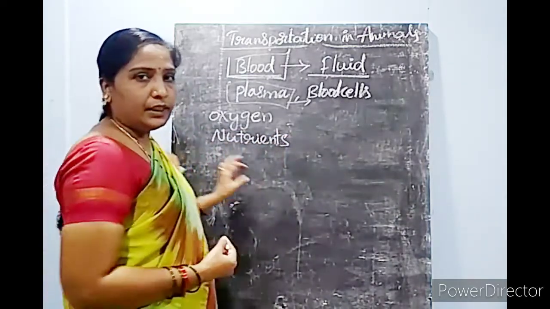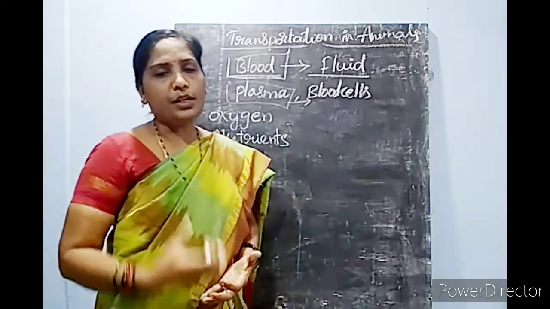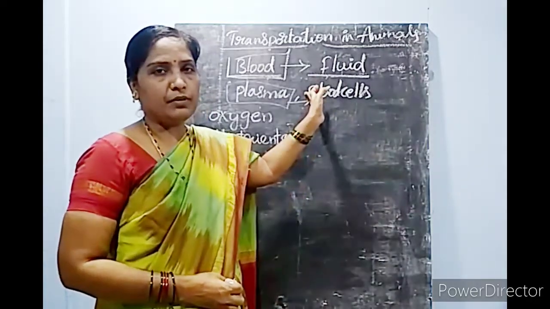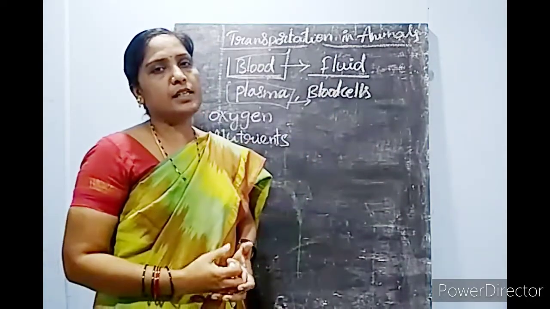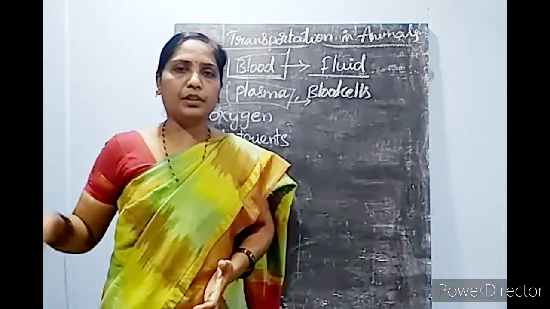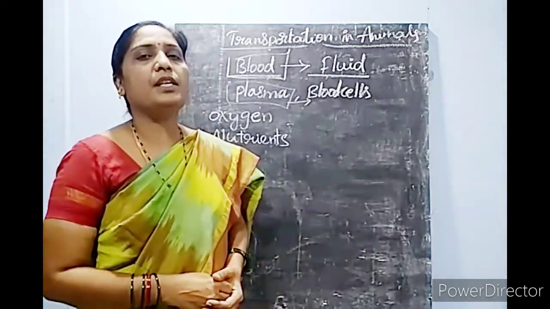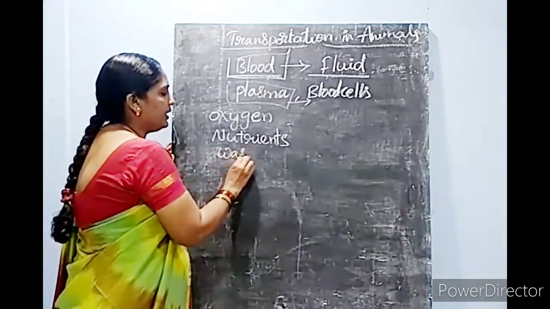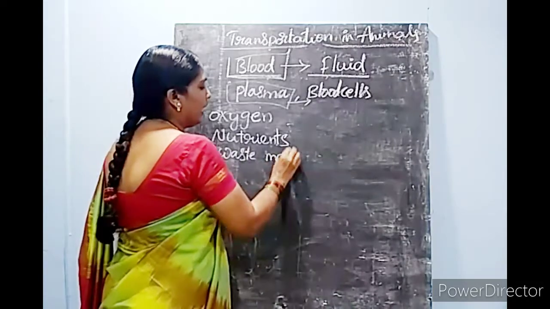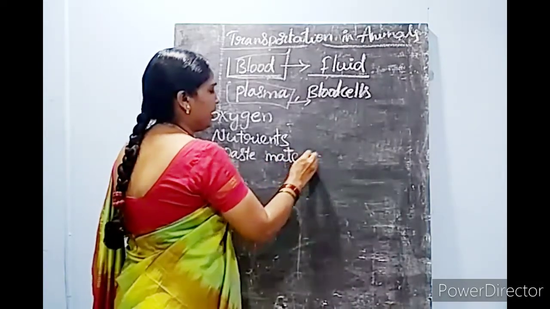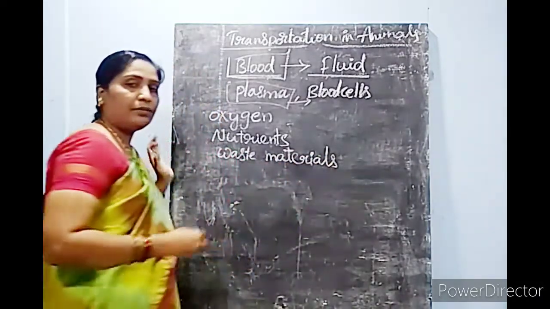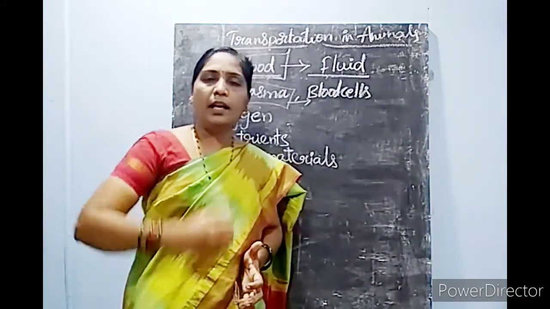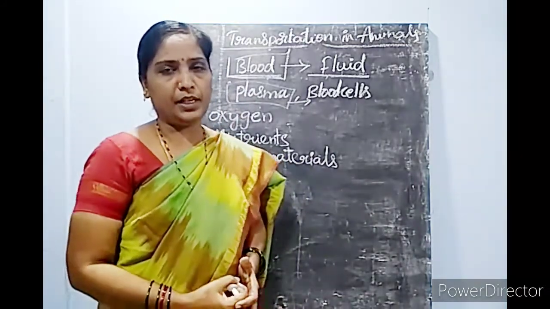Nutrients are nothing but your food. So the nutrients are carried to each and every part of the cell by our blood. Blood takes these nutrients and transports them to each and every cell. And also it collects the waste materials. After metabolic activities, that means after using up the oxygen and the nutrients, cells release some waste materials.